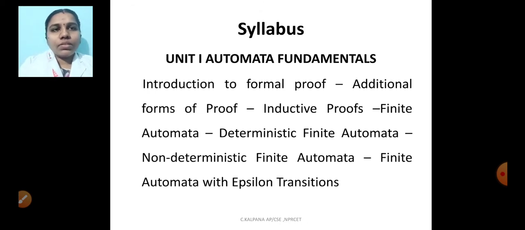This is the syllabus. Last class we discussed DFA and its examples. In previous classes we recalled introduction to formal proof, additional forms of proof, inductive proof, finite automata. There are two types of finite automata: deterministic finite automata and non-deterministic finite automata. Last class we saw the example of deterministic finite automata. Now we are going to recall the definition of finite automata and their types, DFA and NDFA, with their examples.